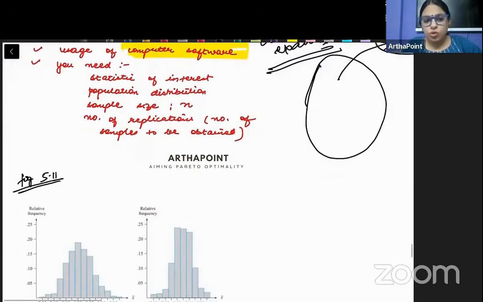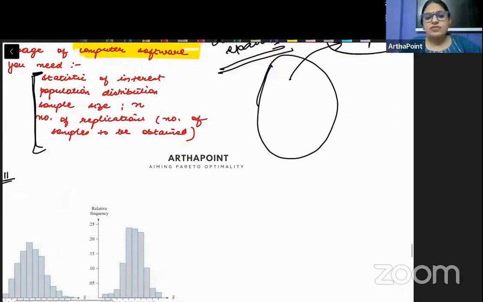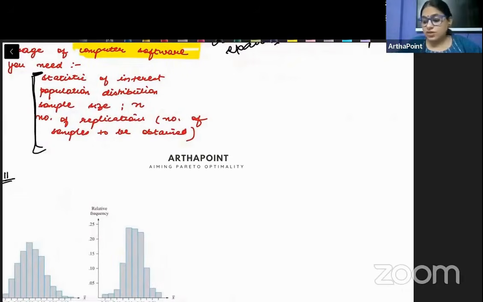And in order to do simulation, we need the following things. So the first thing that we need is called the statistic of interest. That means, what am I interested in? Am I interested in finding the mean, the median, the mode? What am I interested in finding? That's the first thing I want to know.